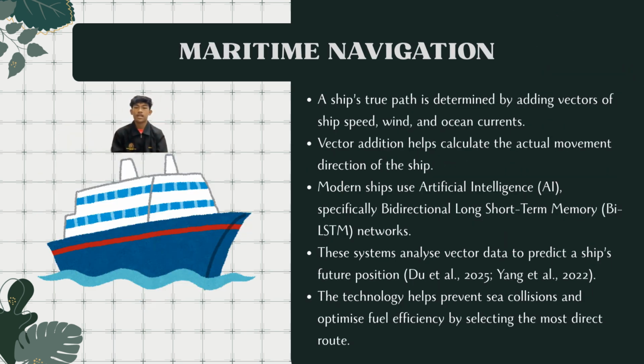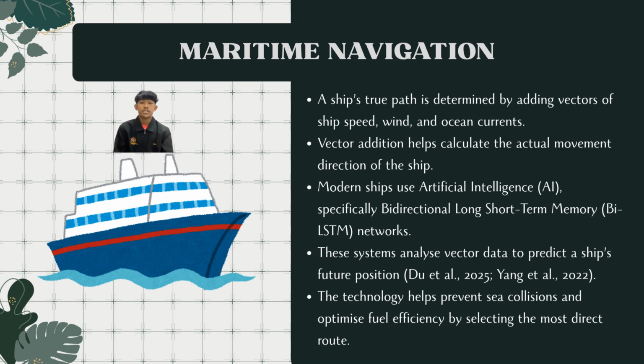Next, I will explain how vectors are used in maritime navigation. When a ship travels in the ocean, the movement is influenced by several vectors. These include the ship engine's power, wind direction, and also ocean currents. Each of these forces can be represented as a vector because they all have both magnitude and also direction.